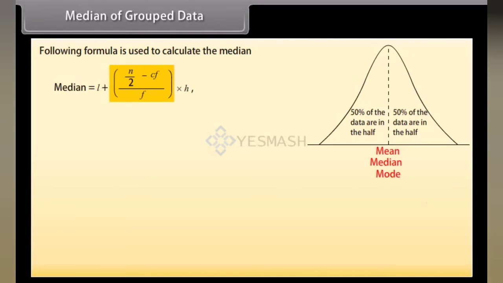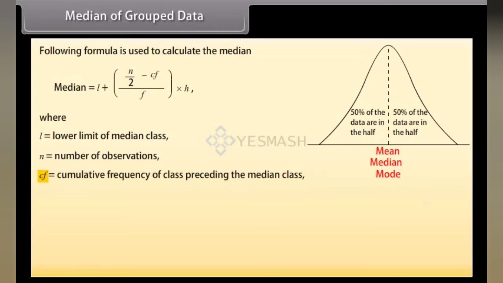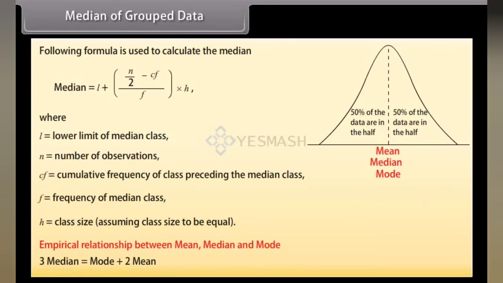Median equals L plus ((n by 2 minus CF) divided by f) multiplied by h, where L is equal to lower limit of median class, n equals number of observations, CF equals cumulative frequency of class preceding the median class, f equals frequency of median class, h equals class size, assuming class size to be equal. Empirical relationship between mean, median and mode: 3 median is equal to mode plus 2 mean.